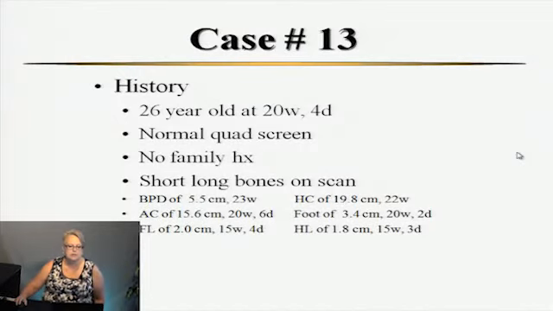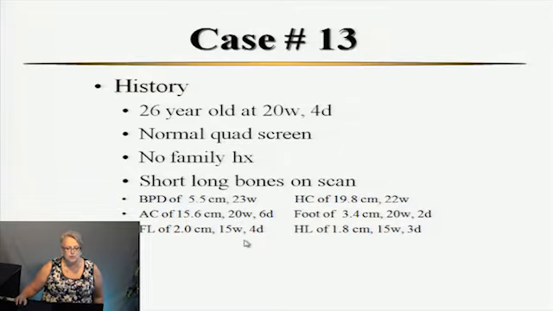All right, case 13. A 26-year-old, 20 weeks, 4 days, had a normal quad screen, normal family history, and short long bones on her outside scan. So you can see she's supposed to be 20 weeks, 4 days, but her BPD is measuring 23 weeks. Her head circumference is measuring 22 weeks. AC is measuring on target at 20 weeks, 6 days.